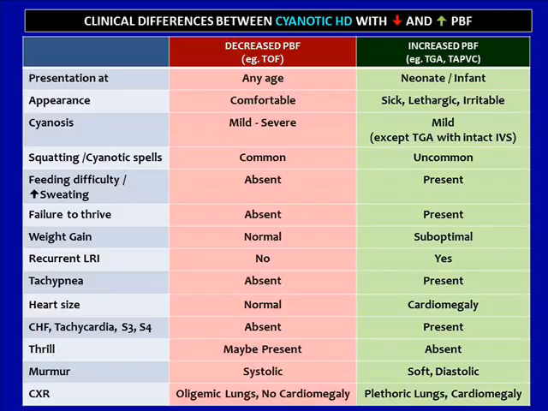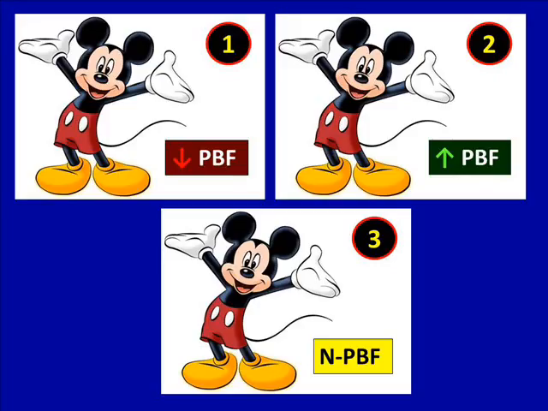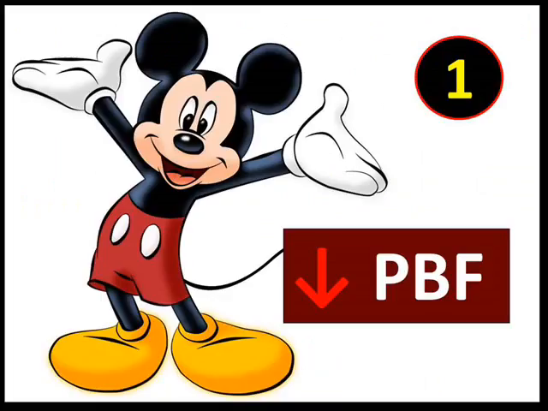So, by keeping this in mind, you can clinically differentiate a patient in cyanotic heart disease whether he has a decreased pulmonary blood flow or an increased pulmonary blood flow, which aids to arrive at a possible diagnosis. We shall now consider cyanotic heart disease under the three pathophysiological states of decreased pulmonary blood flow, increased pulmonary blood flow, and normal pulmonary blood flow. To begin with, the first major group of decreased pulmonary blood flow.